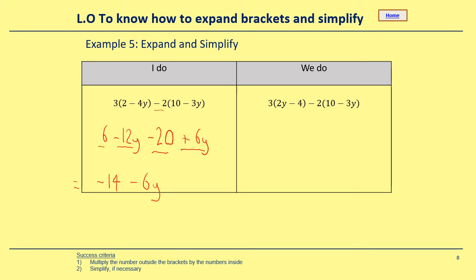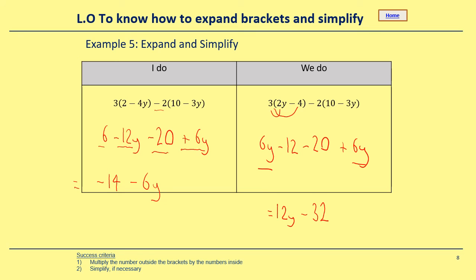Okay, so hopefully you've paused the video and you've had a go at that redo question. Let's go through it together. Expand the first bracket. 3 times 2y gives 6y. 3 times -4 gives -12. -2 times 10 gives -20, and -2 times -3y gives +6y. So now we've got 6y plus 6y, which gives 12y, and we've got -12 subtract 20, which gives me -32, and that is my answer for this one.